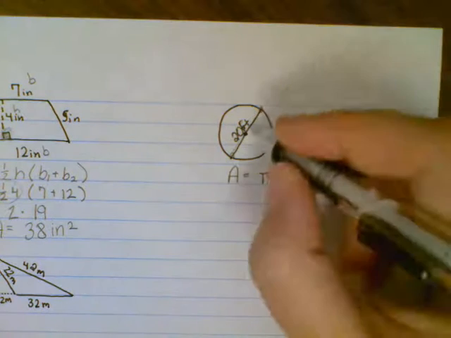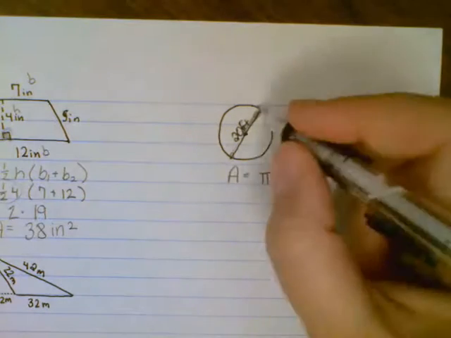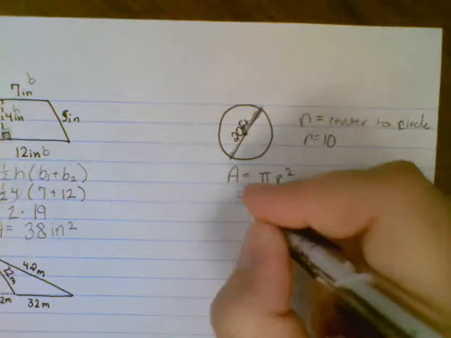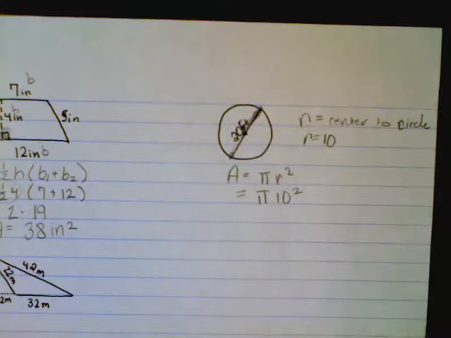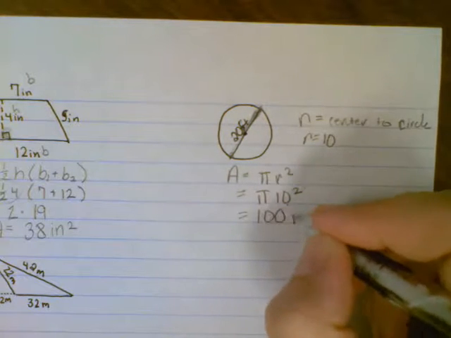A radius is half the diameter. So this part right here is a radius. If the diameter is 20, then our radius is going to be just 10. So we'll plug that in here. The area is equal to pi times 10 squared. 10 squared is 100, so this would be 100 pi.